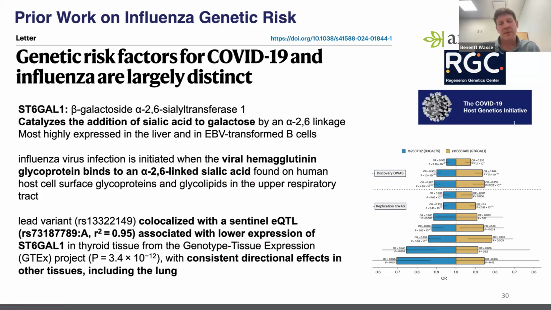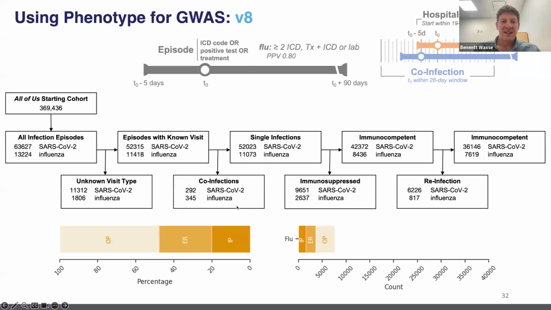I'm going to skip going through the individual SNPs in detail. They're in this Nature Genetics paper. They have putative roles in sialic acid linkage, which is important for influenza infection. And they talk about the enrichment in eQTLs, et cetera. But in the interest of time, we can skip over that.